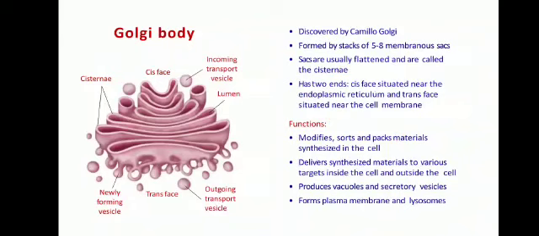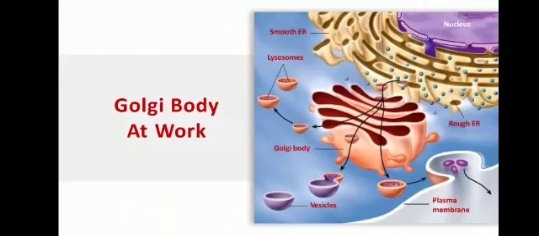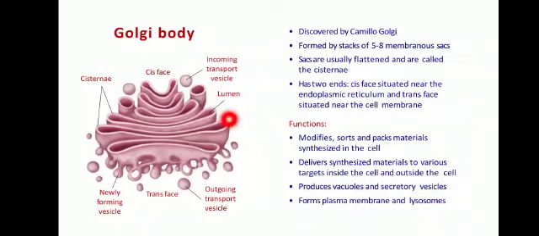And this is the Golgi body. The Golgi body was discovered by Camillo Golgi. It is formed by stacks of 5 to 8 membranous sacs. The sacs are usually flattened and called cisternae. It has two ends, one is called the cis face and the other the trans face. The cis face is situated near the endoplasmic reticulum and the trans face is situated near the cellular membrane.